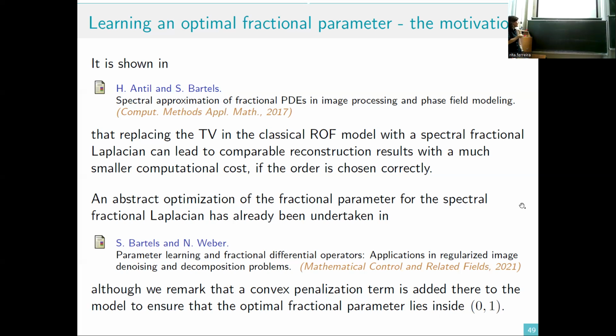There was already a previous paper in the literature trying to learn the optimal fractional parameter. The difference between our approach and this one is that they impose some kind of functional penalization in order to stay in the class of regularizers that they started with. Like I said, we don't want to impose such conditions. We want to work with the maximal range of parameters, which we do.